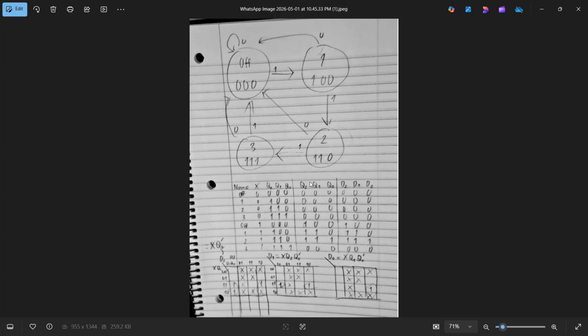So I have drawn the K-maps, and I have simplified them, and for that I have got the equations: D2 equals x Q0 prime, D1 equals x and Q2 and Q0 prime, and D0 equals x Q1 Q0 prime. This is how I have made and derived the equations.